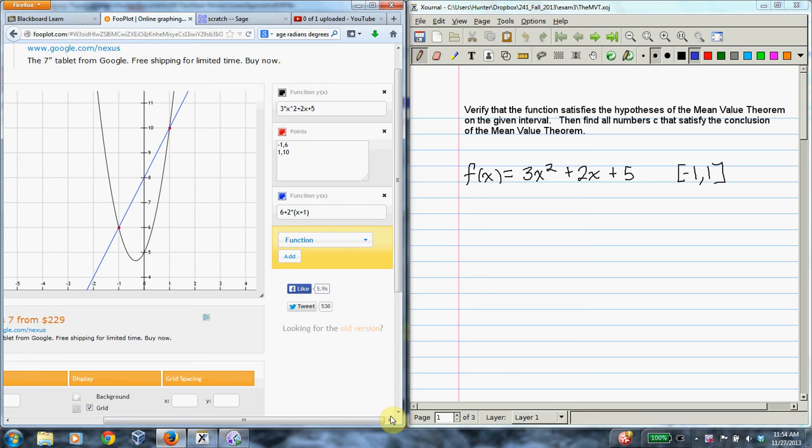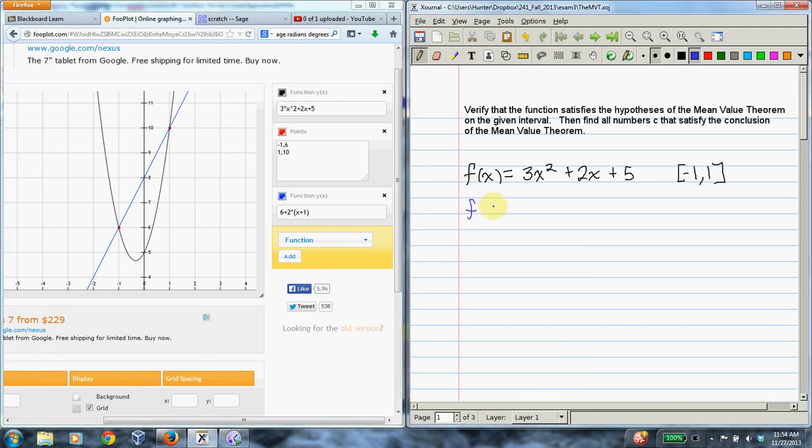Verify that the function satisfies the hypotheses of the mean value theorem on the given interval, then find all numbers C that satisfy the conclusion of the mean value theorem. So what are the hypotheses? The hypotheses are that f is continuous and differentiable. So it has to be continuous on -1 to 1, and it is because it's a polynomial. And f has to be differentiable on -1 to 1, and it is because it's a polynomial. So polynomials are very nice functions.